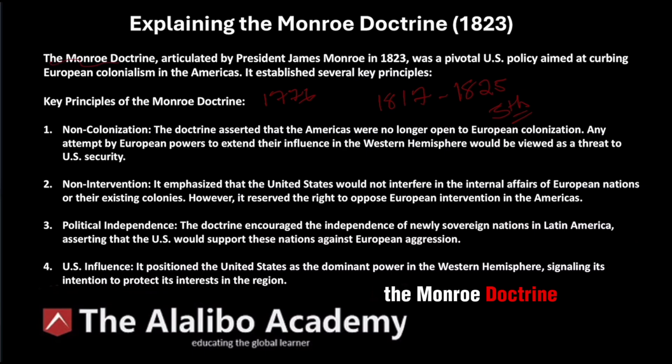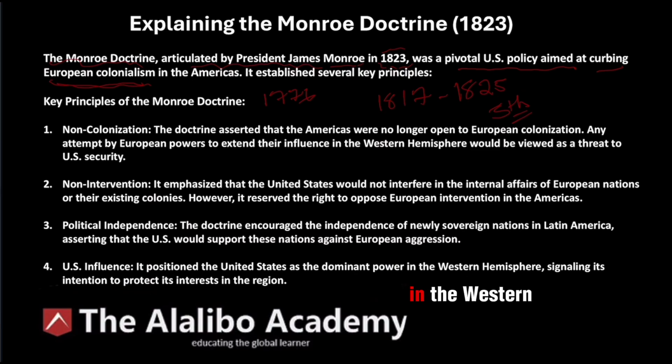The Monroe Doctrine, then, articulated by President James Monroe in 1823, was, and continues to be, a very important U.S. foreign policy. And here is the point, aimed at curbing European colonialism in the Americas. The incursion of the European countries in the Western Hemisphere was a concern to President James Monroe at the time. As we know, Spain colonized much of Latin America and, of course, Portugal in Brazil. This doctrine then was suggesting that, listen, we are in the Western Hemisphere and you have no business here.